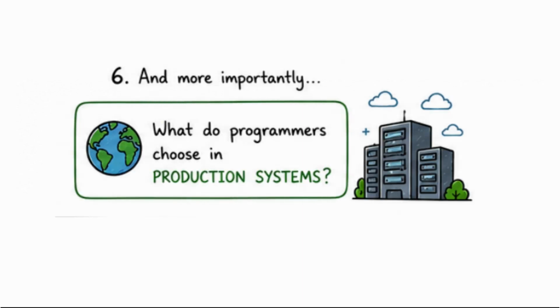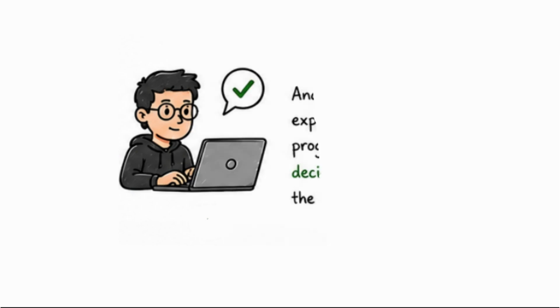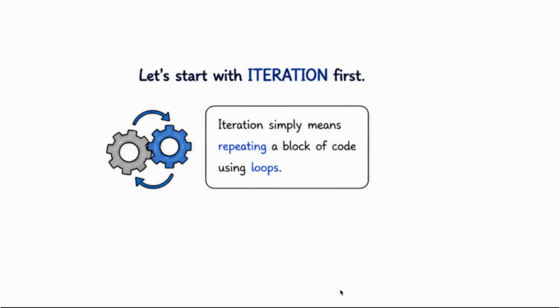And more importantly, what do programmers choose in production systems? In this video, we will understand what recursion actually is, how it works internally, and how it compares with iteration, where recursion becomes dangerous, and how experienced programmers decide between the two. Let's start with iteration first.